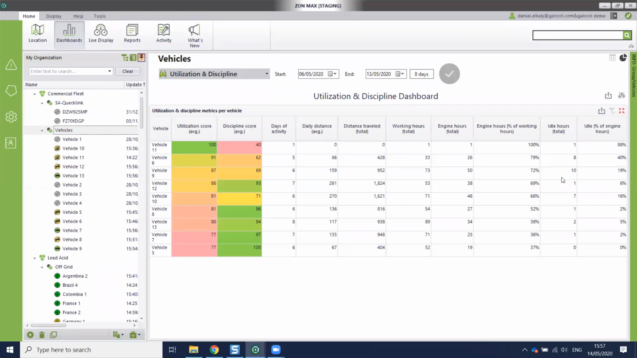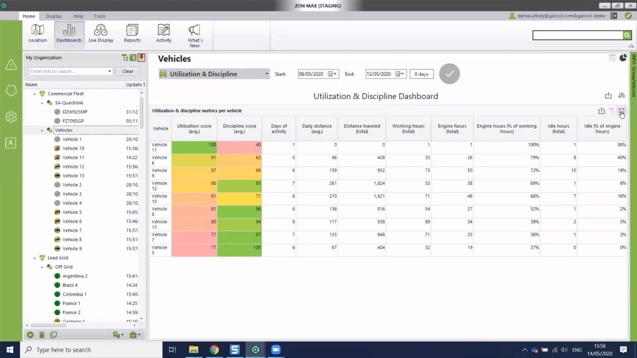And for instance, just by looking at this graph very quickly, we see here that vehicle 9, while they supposedly spent 72% of the time with their engine running, 19%, almost 20% of that time was spent idling. So it seems like his utilization is very high. However, if you look at the discipline, we notice that a lot of time during these engine hours was spent with no movement. So there was no productivity involved, and quite the opposite. There was a lot of fuel which was consumed. And we can review this information.